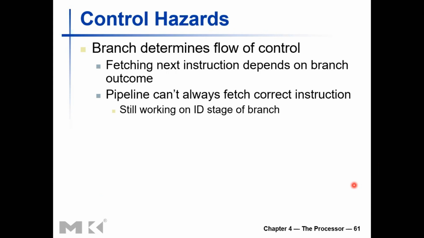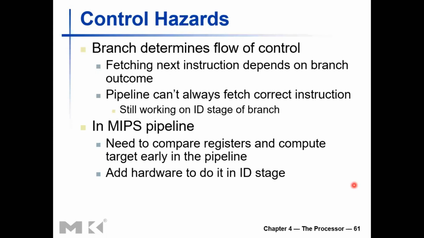So the pipeline can't always fetch the correct instruction if you have a branch instruction, right? Because you have to wait until the execution of that branch instruction is finished. So in the MIPS pipeline, we need to compare the registers, the values from the register file that need to be subtracted, and compute the branch target early in the pipeline without having to wait until the ALU computes this and finishes the execution.